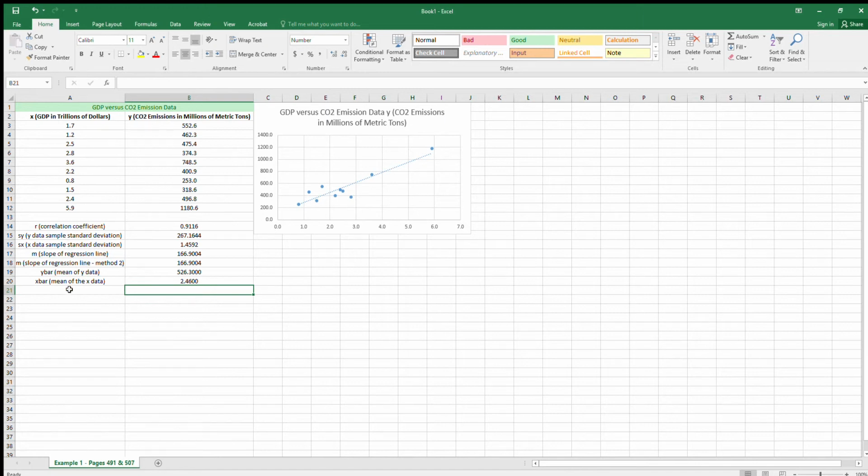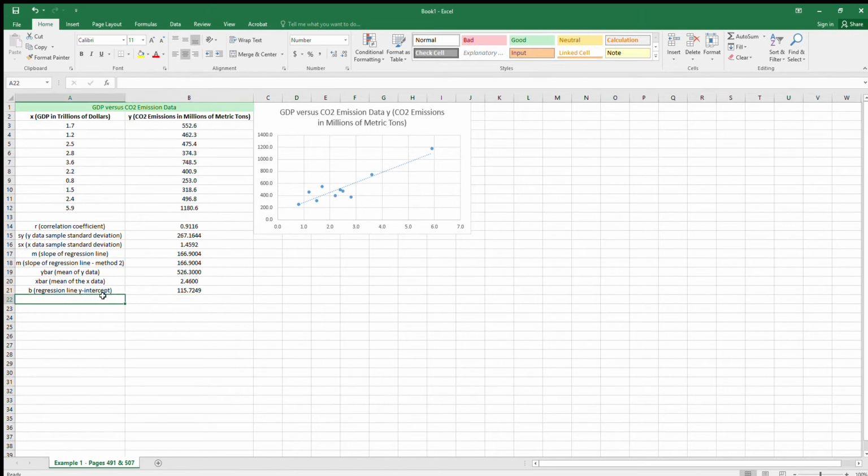So to calculate b, the regression line y-intercept, again, the equation is y bar minus m times x bar. So we simply type that in Excel: equals y bar minus m times x bar, equals 115.7249. Okay, if you look on page 507 and compare that with the value they calculate for b, you will see we get the same thing.